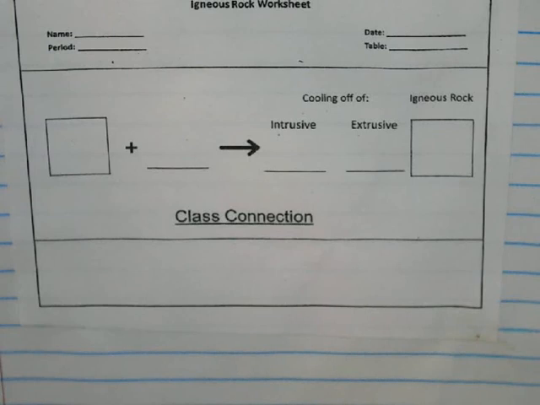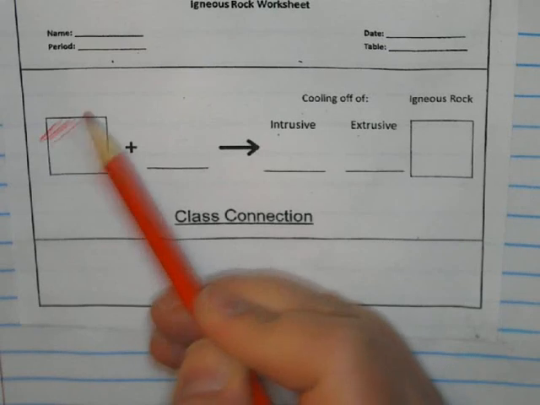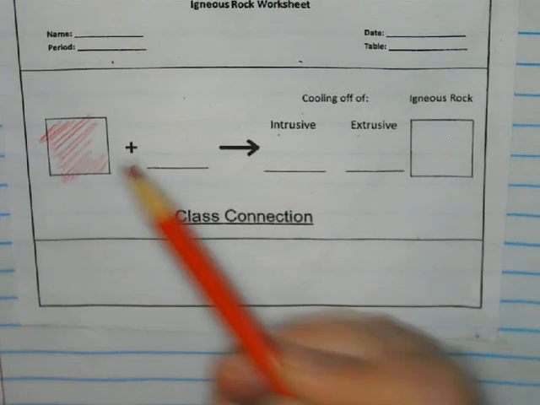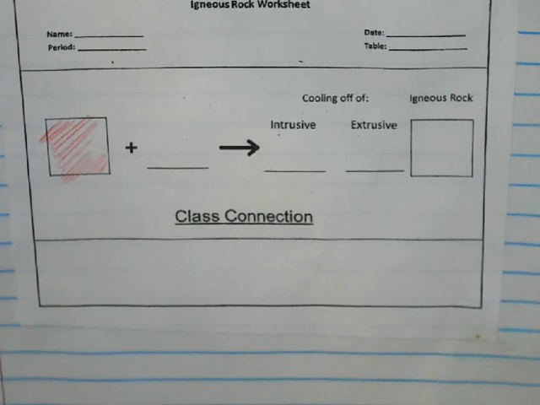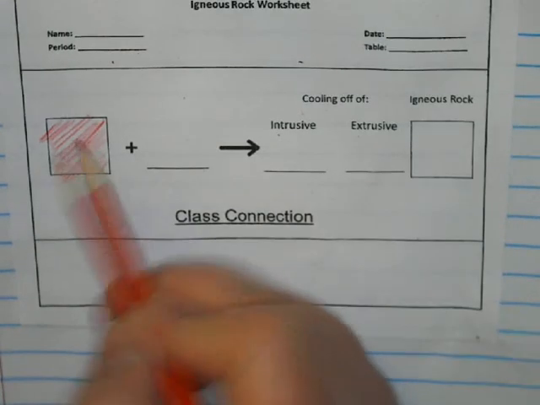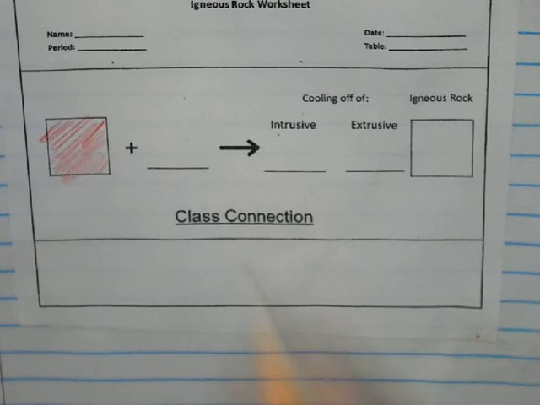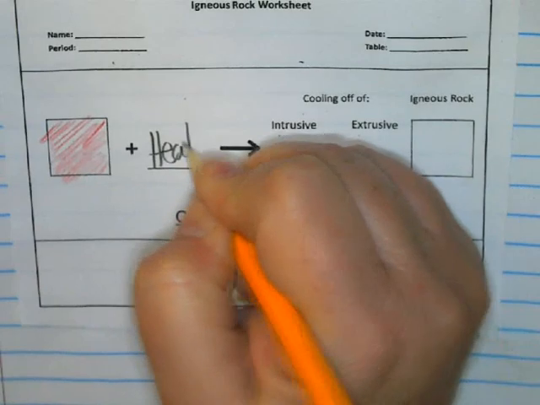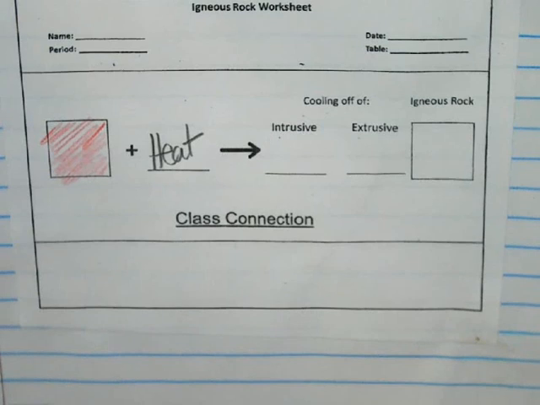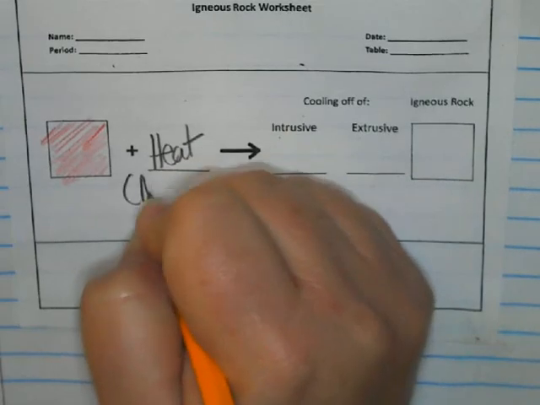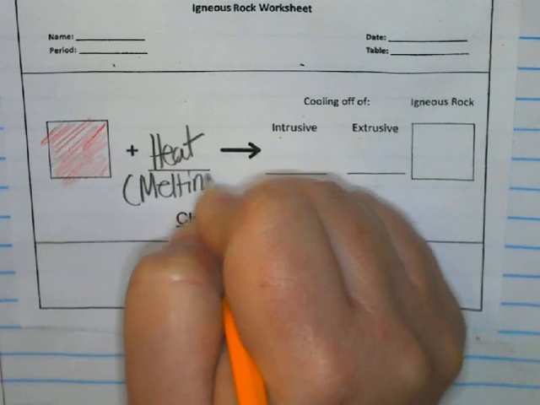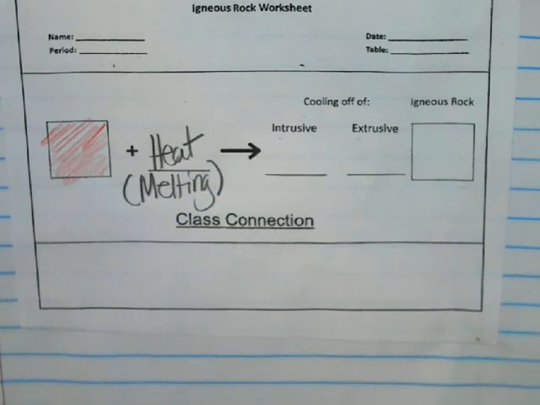What did I do? Yeah, I melted it, right? So you can take any kind of rock, and what we had to add was heat. But underneath heat, you have to put melting, because warming it up without completely melting it is not how igneous rock is formed. It has to melt.